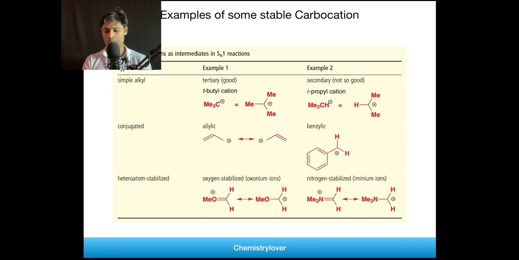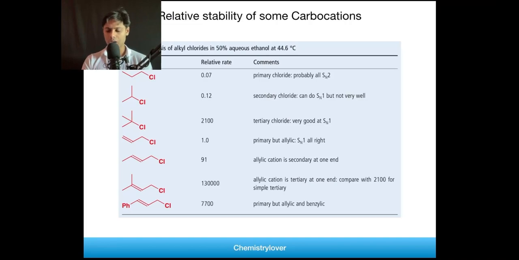Let us see some more examples of stable carbocations. You can see we have a list of different species, and we are comparing the rates of solvolysis reactions, basically SN1 reactions. So the rate will be directly proportional to the stability of the carbocation, because the more easily the carbocation is formed, the faster the reaction will be. Now if you compare all these, we arbitrarily put this allylic chloride rate as 1, so this chlorine goes and you get this allylic carbocation from here.